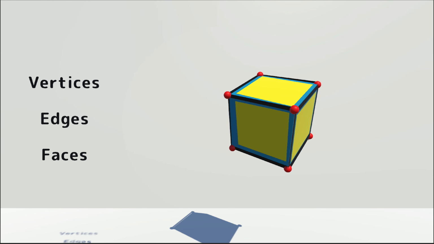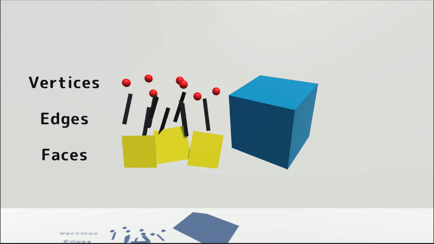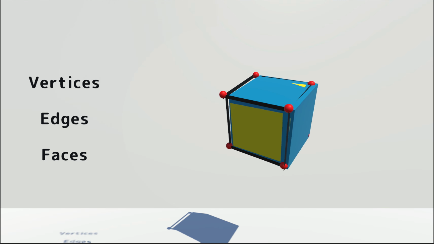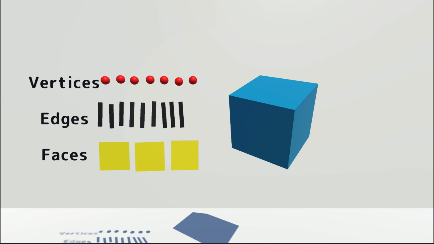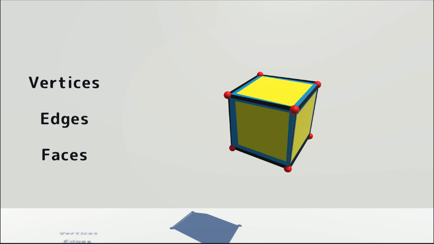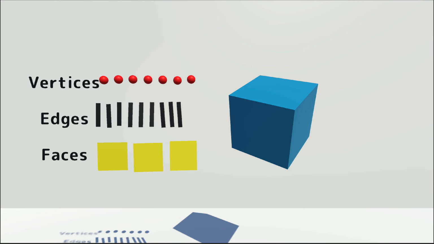In this little animation, we can see the labeled vertices, edges, and faces of our model. Now these vertices, edges, and faces combine to make the model's mesh, which is how we texture the object. This cube, as you can see when the vertices, edges, and faces move away, is textured with a blue material.